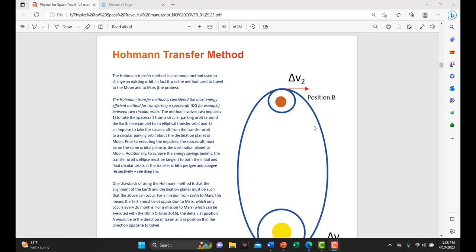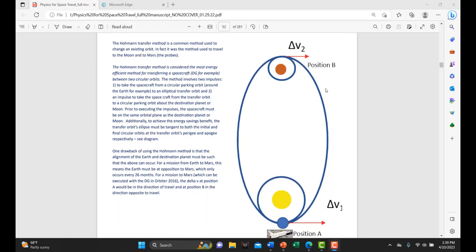Prior to executing the impulses, the spacecraft must be on the same orbital plane as the destination planet or moon. And I'll show you more about what that's all about shortly. Additionally, to achieve the energy savings benefit, the transfer orbit's ellipse must be tangent to both the initial and final circular orbits at the transfer orbit's perigee and apogee, respectively. One drawback of using the Hohmann transfer method is that alignment of the Earth and destination planet must be such that the above can occur.